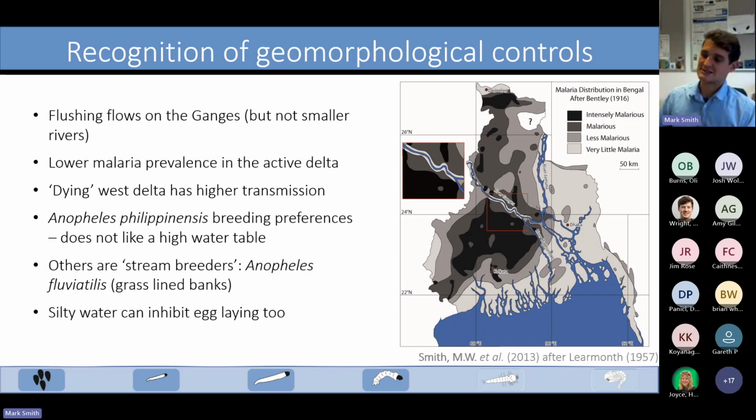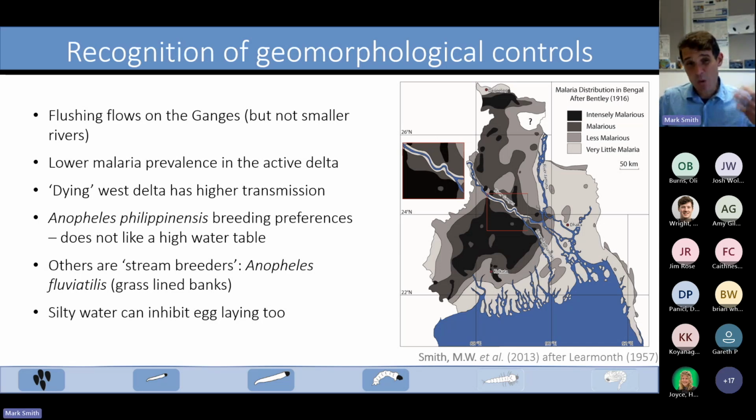The bigger pattern, though, is that you've got the more active delta in the east and the drying delta in the west. There's not much malaria in the active delta, and it turns out that the local vector there, Anopheles philippinensis, doesn't like a high water table. So that depends on the breeding preferences of the vector there as to where will be suitable. And it's that older drying delta further west that had much higher rates of malaria transmission.